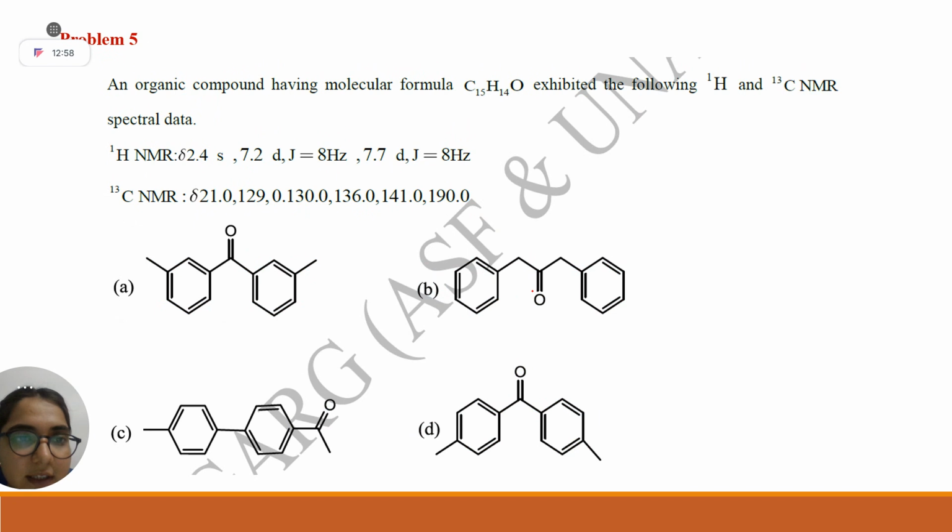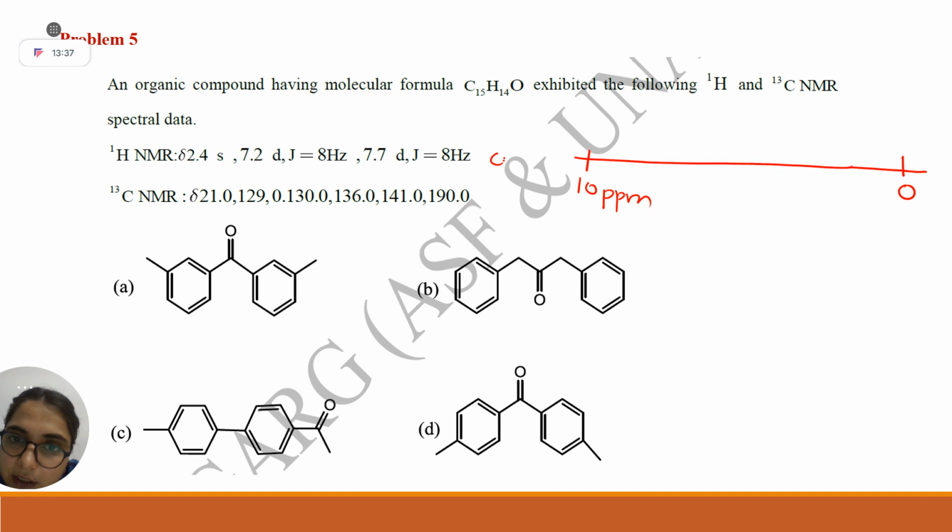So the next problem is an organic compound having molecular formula C5H14O exhibited the following 1H and 13C NMR spectral data. So students, this is your 1H data given, and below 13C NMR signals are given. Based on this, can you please tell me? Before attempting this question, let me tell you, if you draw the proton scale, first we are dealing with the proton scale. Let's start from 0 to 10 ppm.